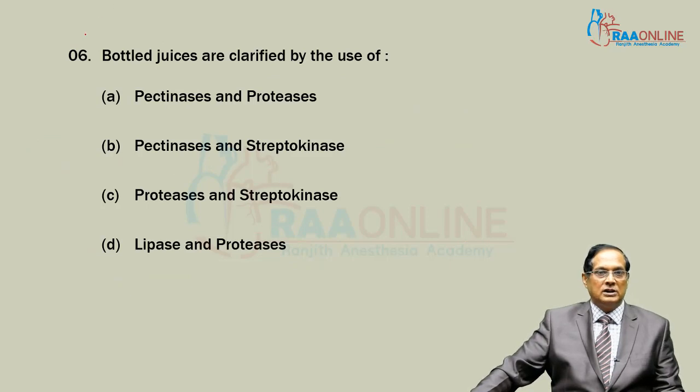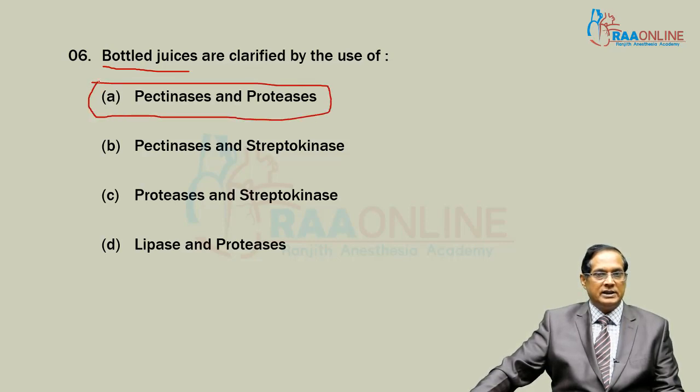Sixth question. Bottled juice is clarified with the two enzymes, and these two enzymes are directly at the first place, that is pectinase and protease. These two enzymes are used in clarifying the bottled juice.